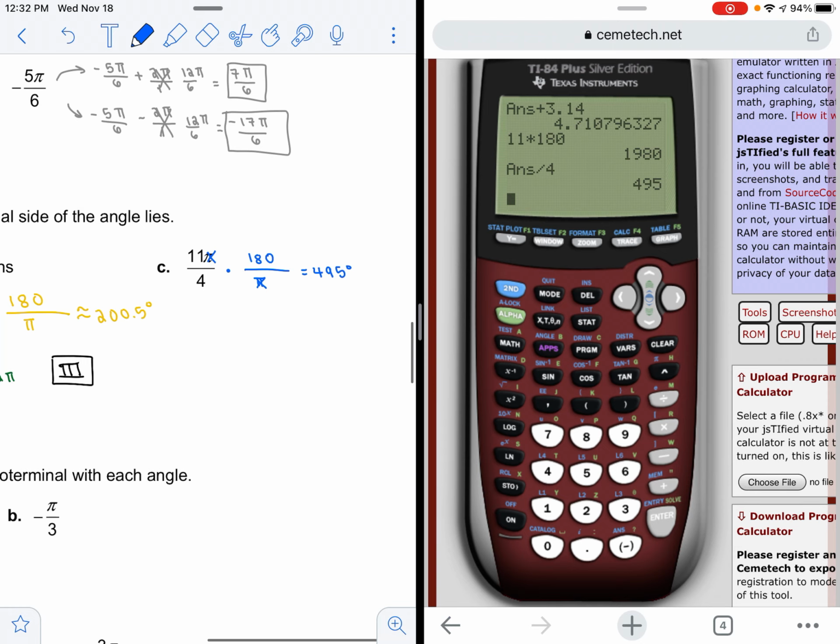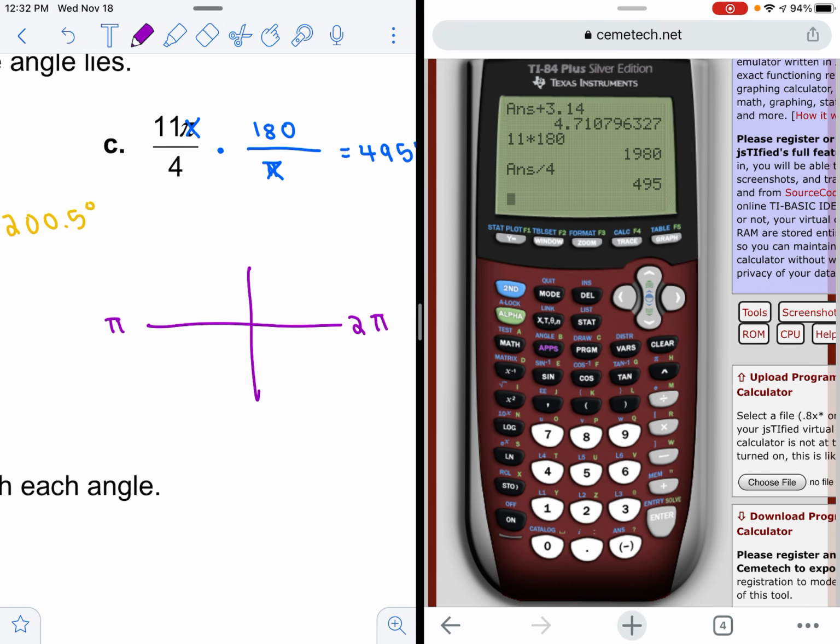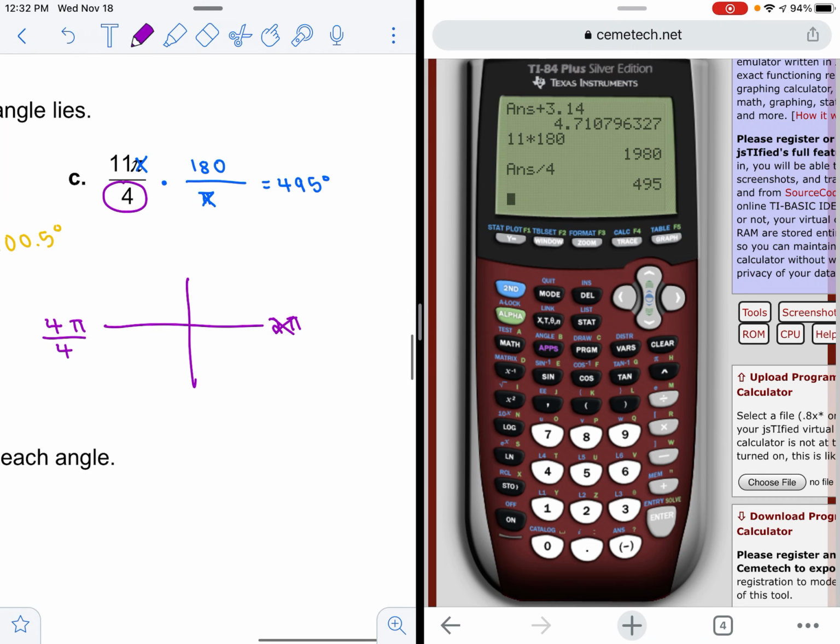So you could either graph that and think about what quadrant that would land in. Or second option is you can think about, this is pi, this is 2 pi. If I want everything in terms of fourths, this would be 4 pi over 4. And then this would have to become 8 pi over 4, right? Because that should equal 2 pi. And then if I said, where's 11 pi over 4?